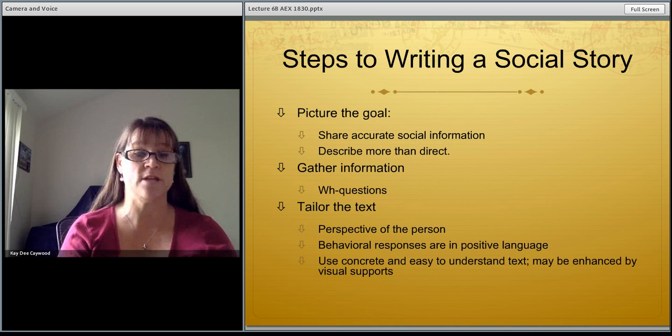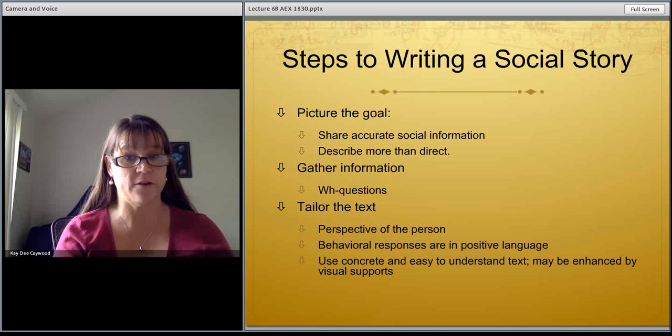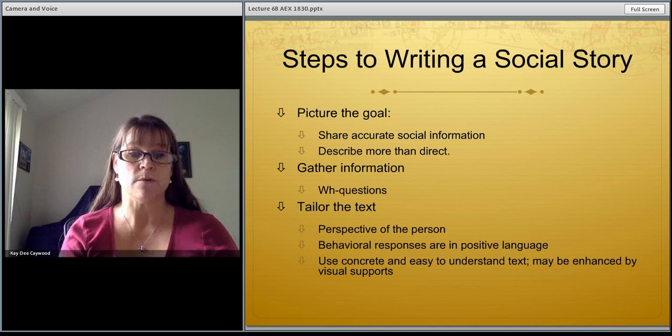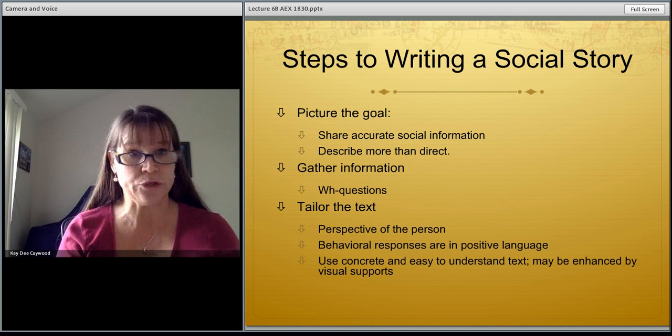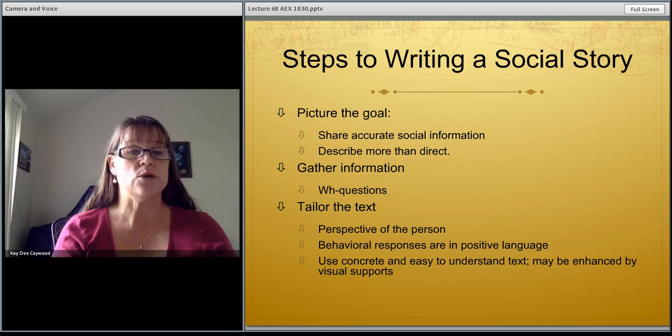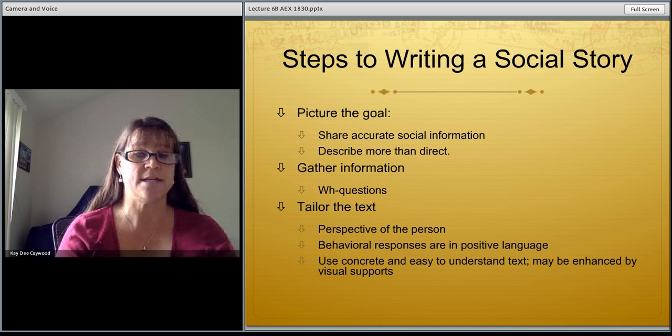Then you want to tailor the text. You want to use the perspective of the person. The behavioral responses that you want the individual to make should be written in positive language. You want to say what you want them to do. You don't talk about what you want them not to do. You want to use concrete and easy to understand text, and it can be enhanced by visual supports.